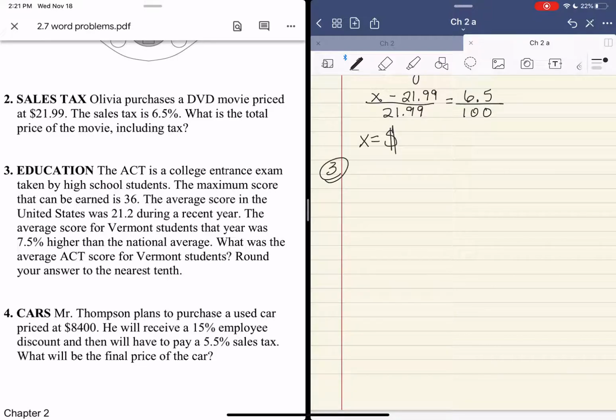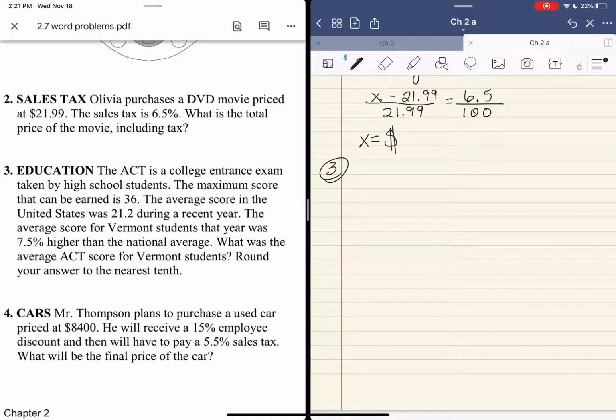Number 3 says, the ACT is a college entrance exam taken by high school students. The maximum score that can be earned is 36. The average score in the United States was 21.2 during a recent year. The average score for Vermont students that year was 7.5% higher than the national average. What was the average ACT score for Vermont students? Round your answer to the nearest tenth. Okay.